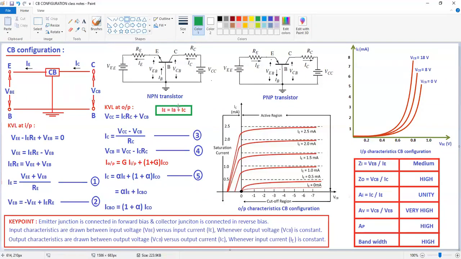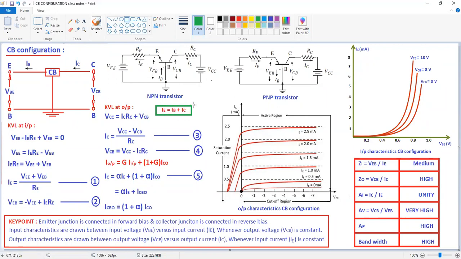So that means very few recombinations are present in the case of the base. That means a very small amount of current is present at the base terminal. The base has a very, very small current, in terms of microamps, whereas IE is in terms of milliamps, and IC also in terms of milliamps. Why? Because the emitter is highly doped, the collector is moderately doped, whereas the base is very, very lightly doped material. So that's why the base current is in terms of microamps.